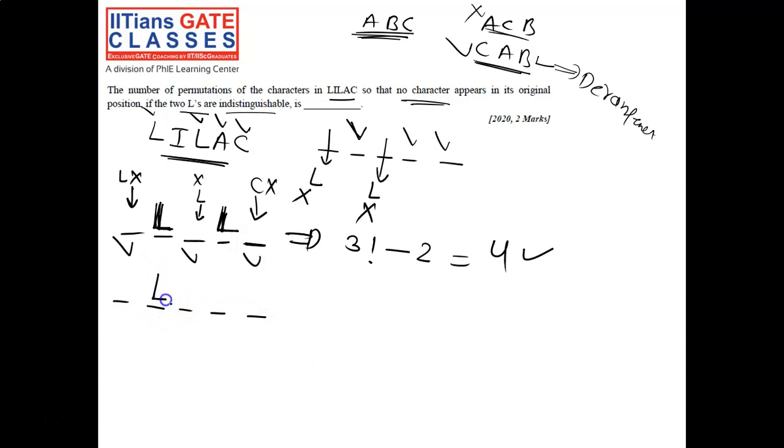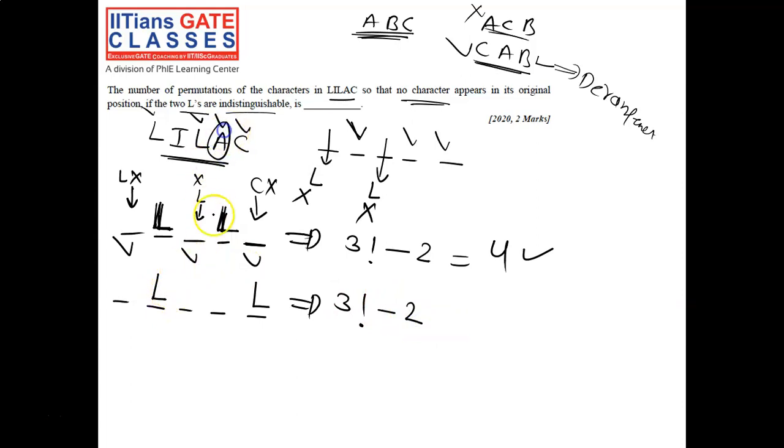Now let's assume that L is in the second position but the second L is in the fifth position. Then what will happen? The same scenario will happen, because the remaining letters are I, A, C. Using those letters you can make 3 factorial permutations, but you should subtract 2 permutations. Why are you subtracting 2 permutations?